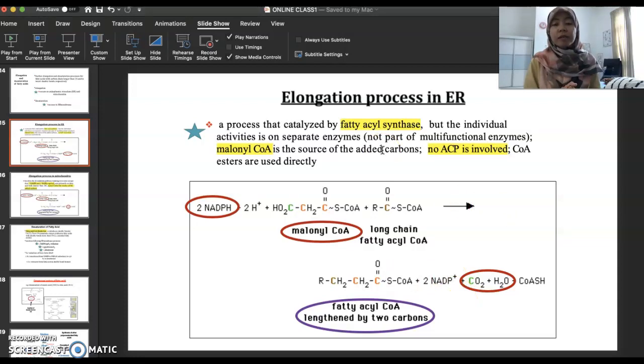In this process, students, the fatty acid synthase enzyme is really crucial. And if you look here, the malonyl-CoA will act as the source of the added carbons. So here it requires NADPH molecule and malonyl-CoA, and at the end of the reaction you will get carbon dioxide, water, and also fatty acyl-CoA lengthened by 2 carbons. That shows the elongation process taking place. However, there is no ACP involved. If you look here, there is no ACP molecule involved.